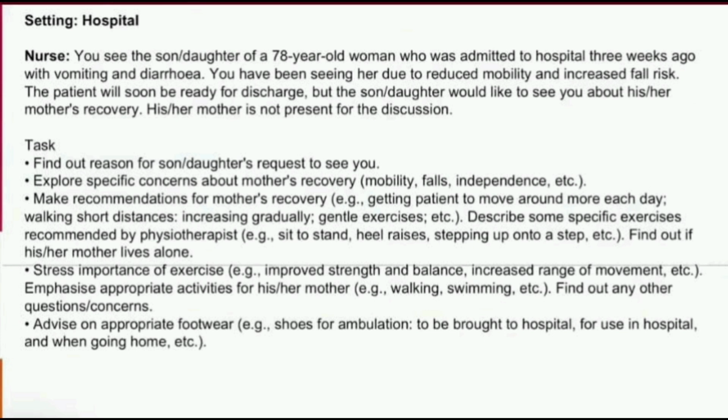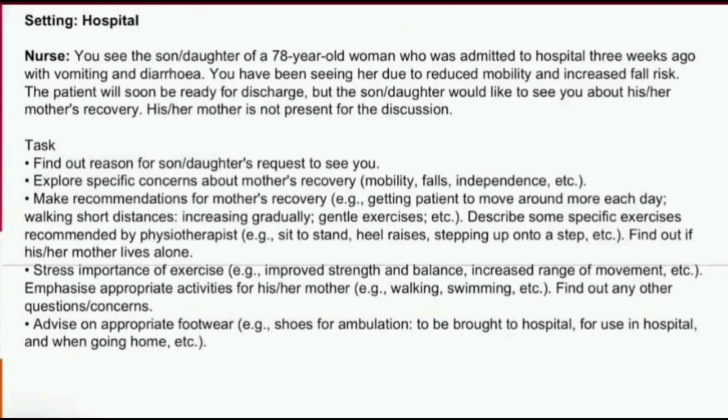Okay, so the next point is describe some specific exercises recommended by the physiotherapist. Example: sit to stand, heel raises, stepping up onto a step, etc. Find out if his or her mother lives alone. Okay, so now the next point is also regarding the description.